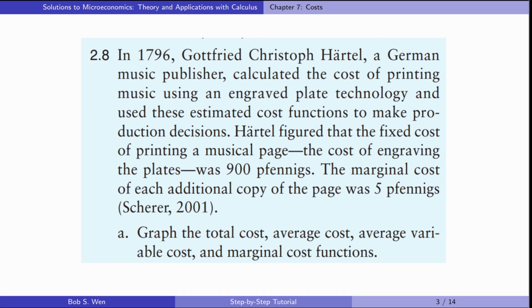Let's find answers to 2.8. In 1796, Gottfried Christoph Hartel, a German music publisher, calculated the cost of printing music using an engraved plate technology and used this estimated cost function to make production decisions. Hartel figured that the fixed cost of printing a musical page, the cost of engraving the plates, was 900 pfennigs. The marginal cost of each additional copy of the page was 5 pfennigs. In Part A, graph the total cost, average variable cost, and marginal cost functions.